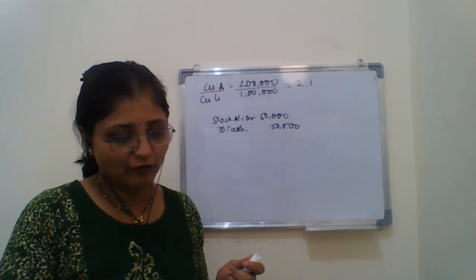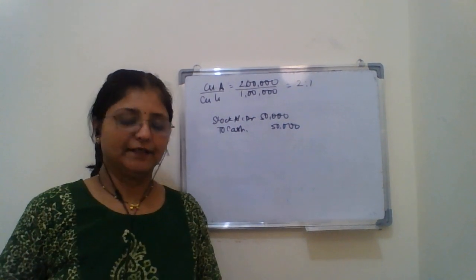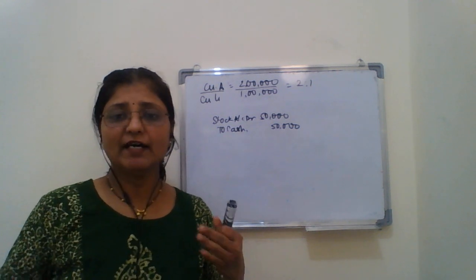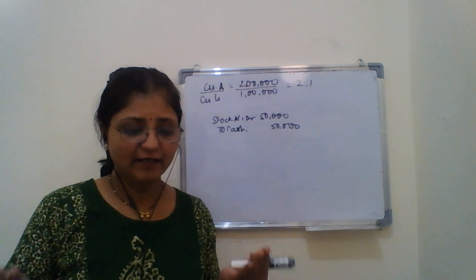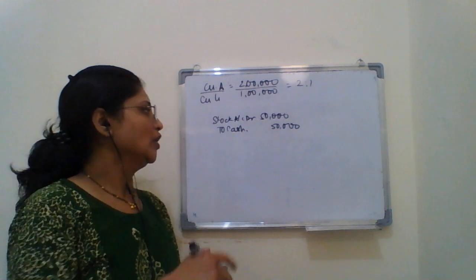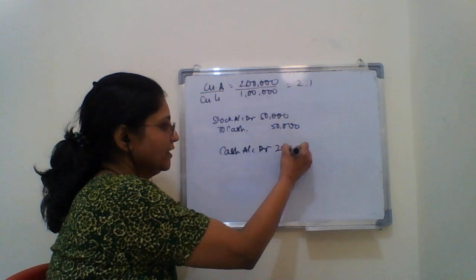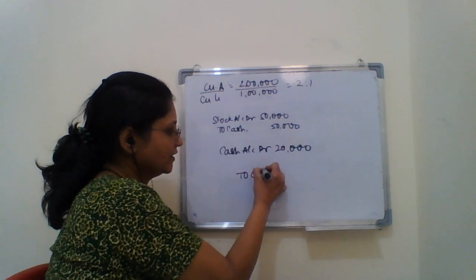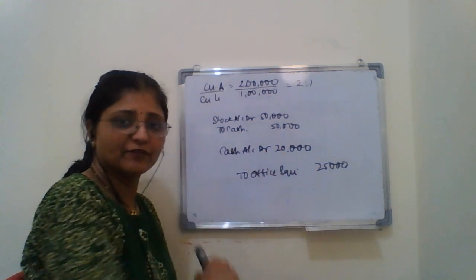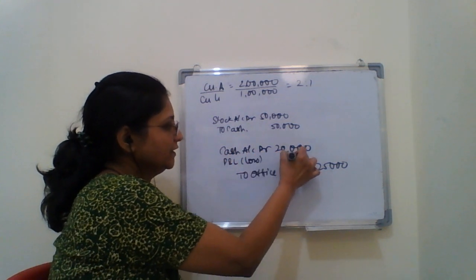Then the third case in this, sale of office equipment for 20,000, book value 25,000. In this case, sale of office equipment for 20,000, book value 25,000 means we are selling an office equipment and the company is getting 20,000 as cash. So the entry will be cash account debit 20,000 and office equipment of 25,000 has gone from our books. So this is P&L, that is loss on sale is 5,000.